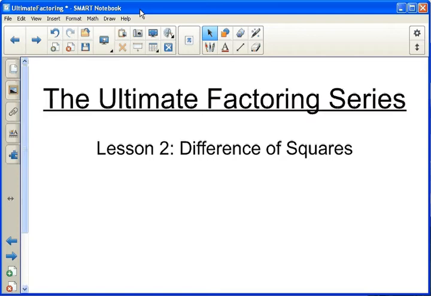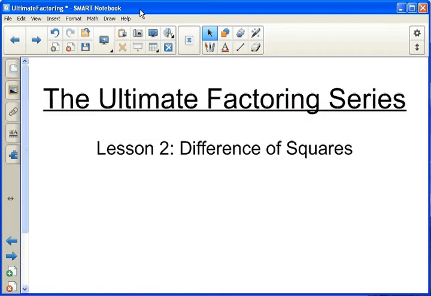This is lesson number 2, the difference of squares. If you haven't watched lesson number 1 on the greatest common factors, just keep in mind I'm going to assume you understand how to do that. So whether or not you've watched it is fine. Just make sure you know how to pull the greatest common factor out of terms before watching this video.